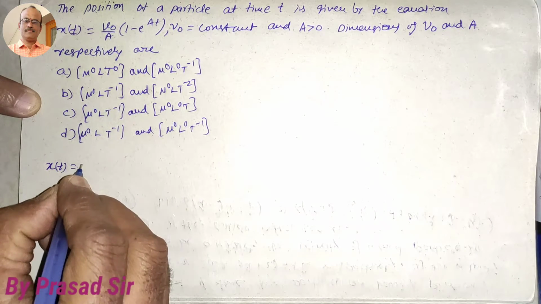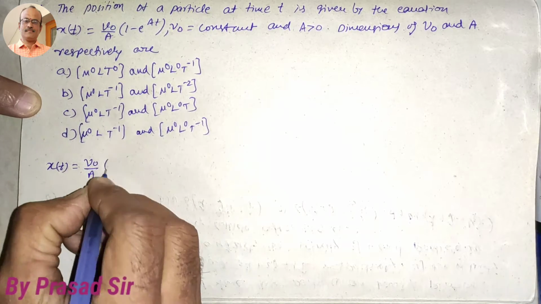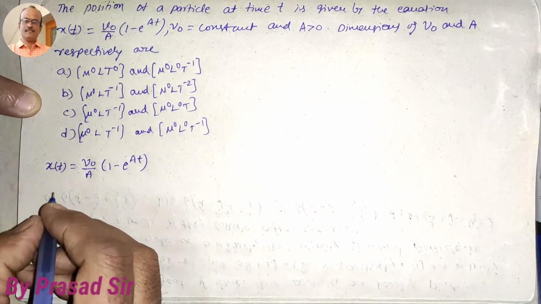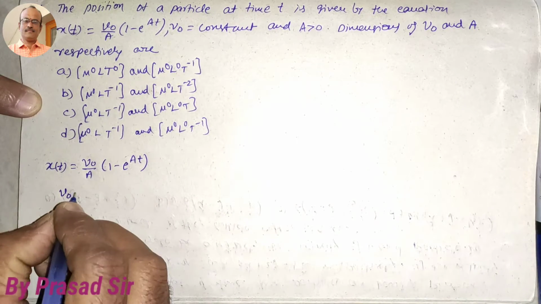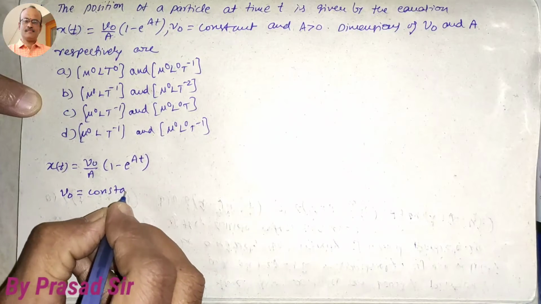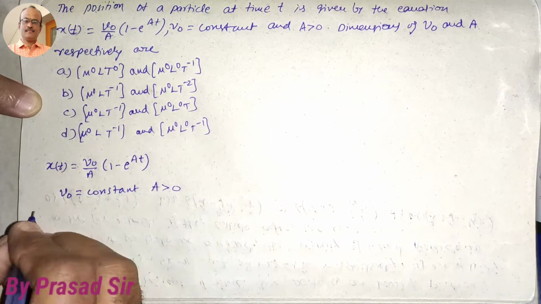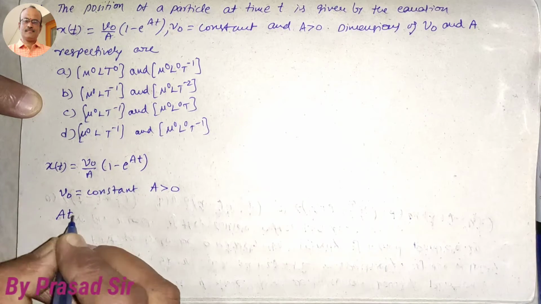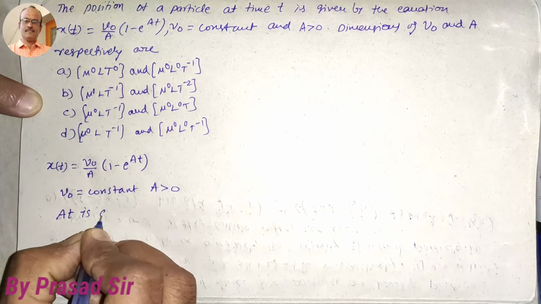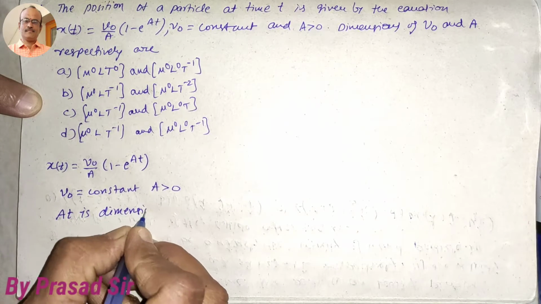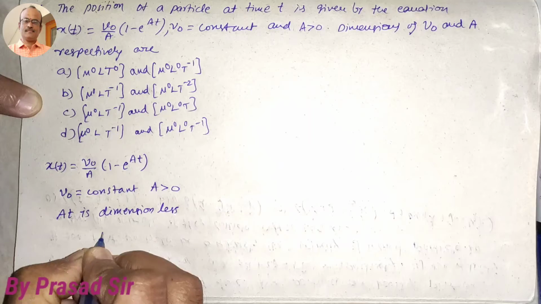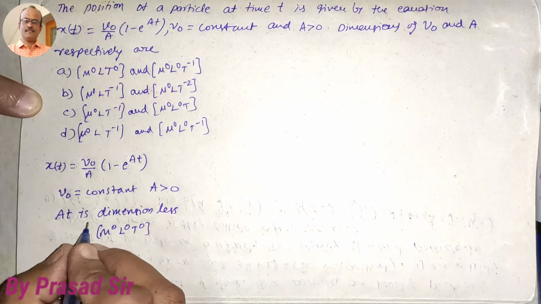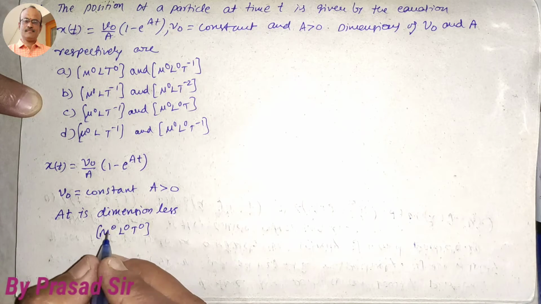First of all, the position of the particle is given by x(t) = (v naught / a)(1 - e^(-at)), where v naught is a constant and a is greater than 0. But what happens here? In e to the power of at, a into t is dimensionless, that is nothing but M to the power of 0, L to the power of 0 and T to the power of 0.